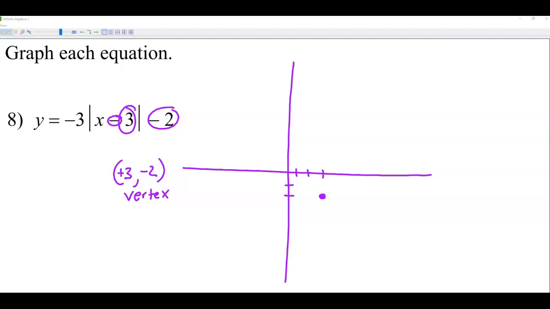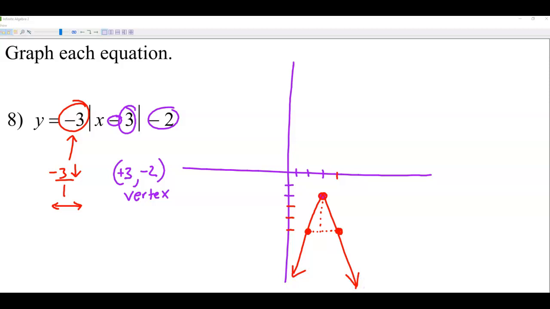Now this number here in the front is my slope. It's negative 3. Now I'm going to think of that as negative 3 over 1. Now the negative 3 means I'm going to be going down. And with absolute value functions, you go both ways. You go to the left and you go to the right. So starting from my vertex, I'm going to go down 3. I'm going to go left 1 and put a dot. And I'm going to go right 1 and put a dot. And then we connect those 3 dots with our V shape. And that is our absolute value function.